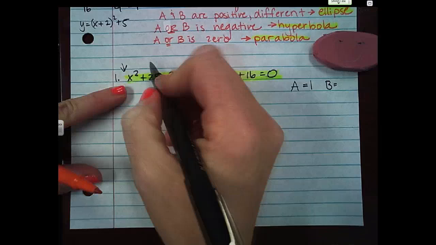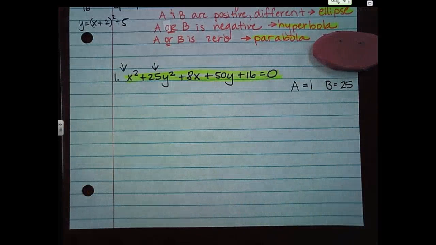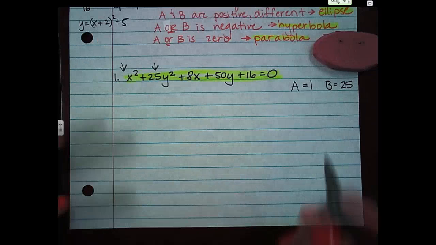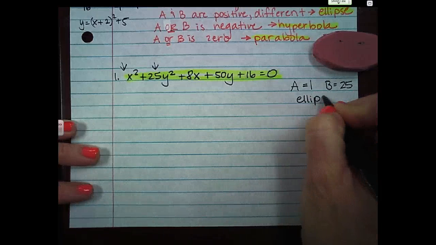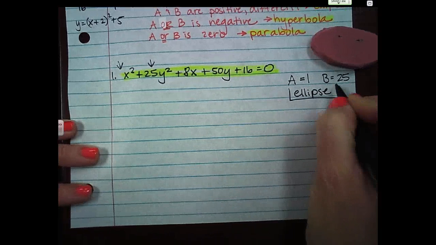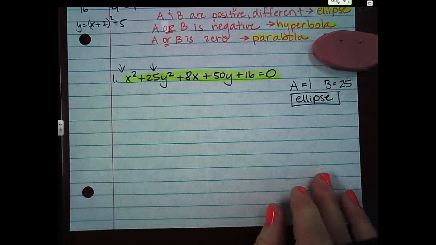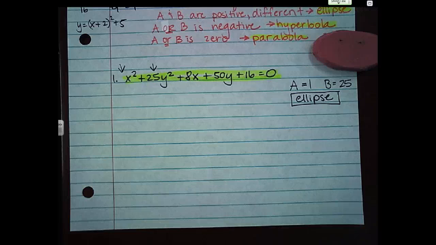The number in front of y squared is 25. Okay, so they're both positive and they're different. What do you think it's gonna be? An ellipse, right? You're gonna go 1 in one direction and 5 in the other direction. They're not the same, you're not creating a circle, okay? So it would be an ellipse. So that's the first question that it's gonna ask us. It's gonna ask us what's the shape. And then sometimes the next question is gonna ask us to put it in what? Standard form.